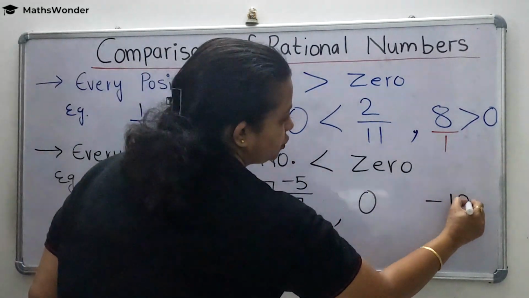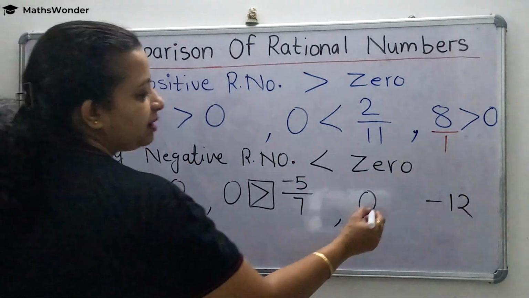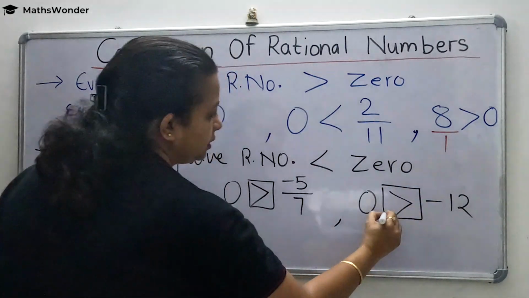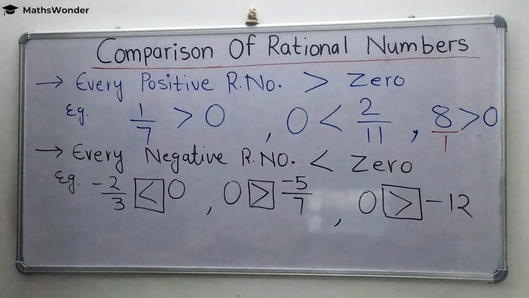0 and minus 2. Which one is lesser? Yes, of course, negative 2 is the lesser number. Understood? So every positive number is greater than 0, but every negative number is lesser than 0. This is the second property.